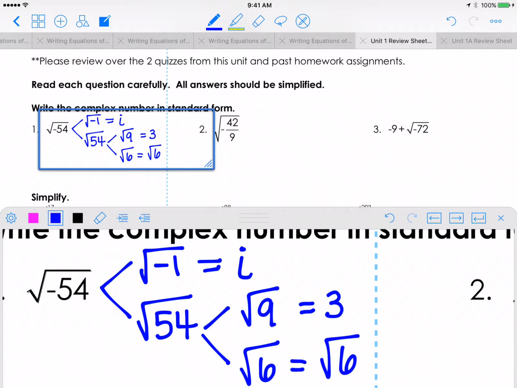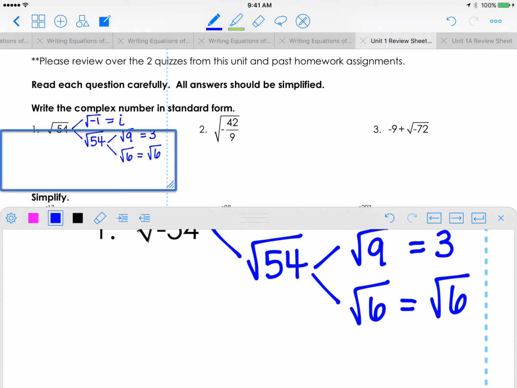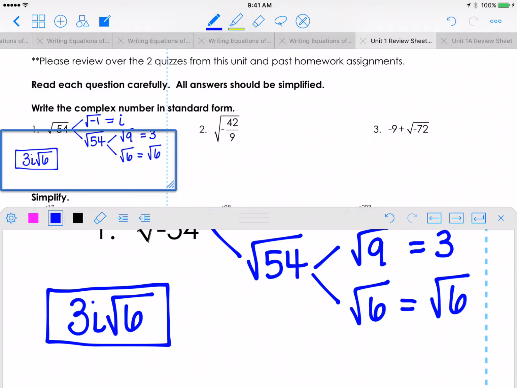Now we got to put this all together. 3 square root of 6. So remember, the i's get squished in the middle of your real number and your radical. So then this would be your answer.